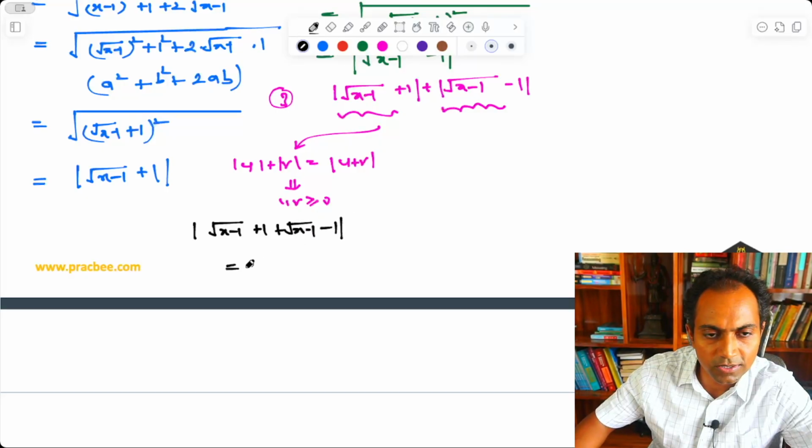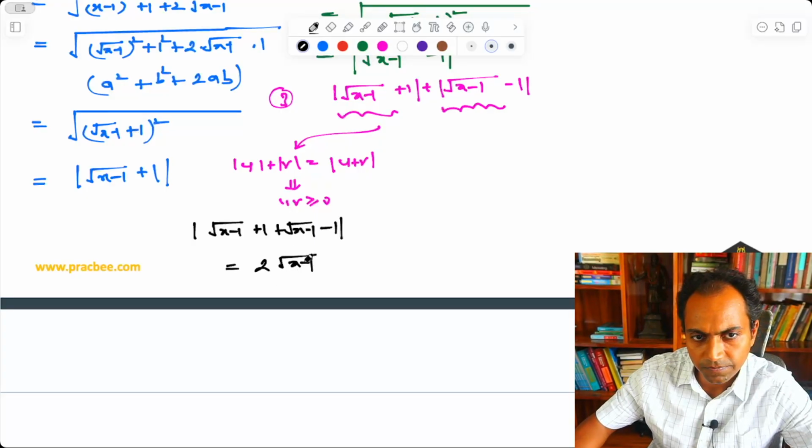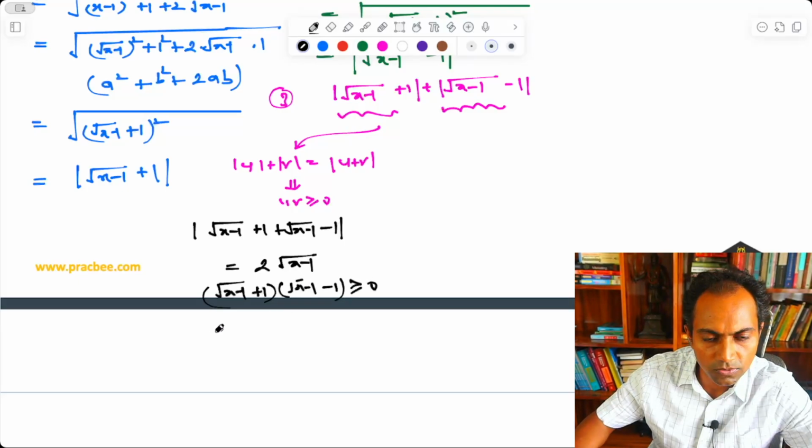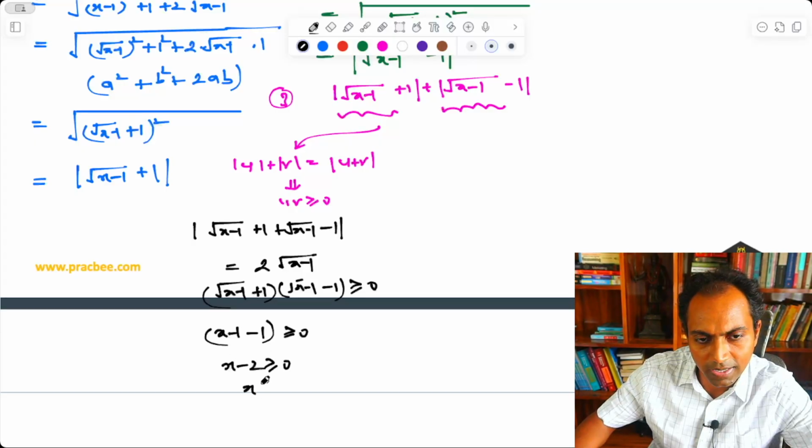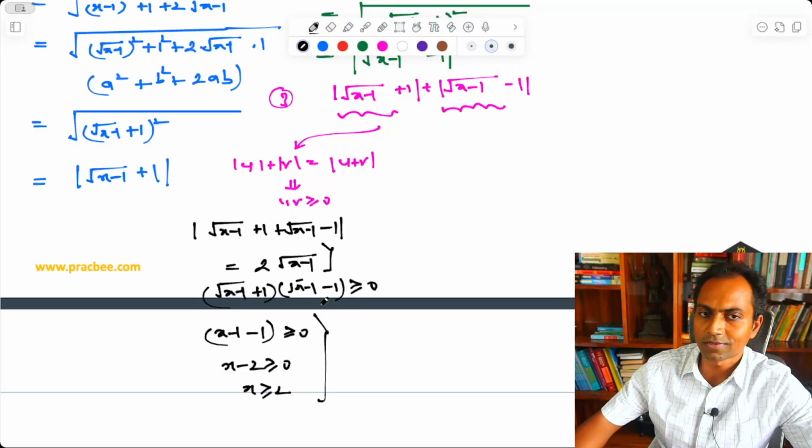You can see that this becomes 2 root x minus 1. Modulus over a root makes no sense because it is already a positive quantity. So this will happen when you have root of x minus 1 plus 1 into root of x minus 1 minus 1, this multiplies and is greater than or equal to 0. So it becomes x minus 1 minus 1 is greater than or equal to 0, or x minus 2 is greater than or equal to 0, or x is greater than or equal to 2. So this first result comes when x is greater than or equal to 2.